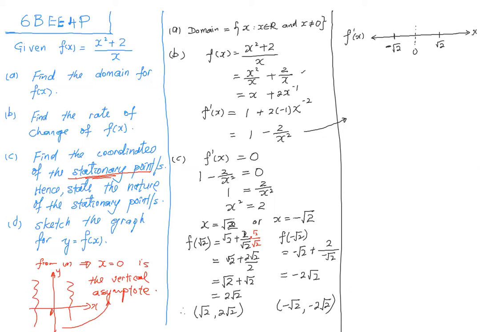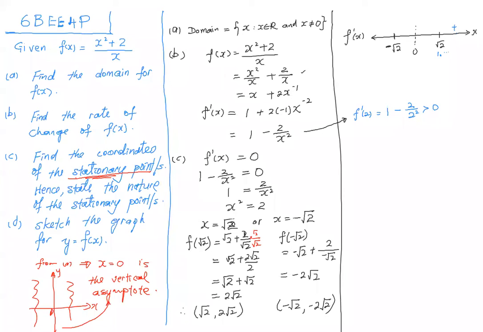As a math student, we should roughly know the value of √2. What is the value of √2? 1 point something, correct? You don't have to know the exact value, 1 point something. So I try with 2. Okay, f prime 2. So it will be 1 minus 2 over 2 squared. Positive or negative? It is greater than 0, correct? So I put a positive sign here.